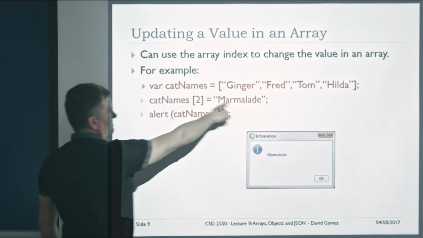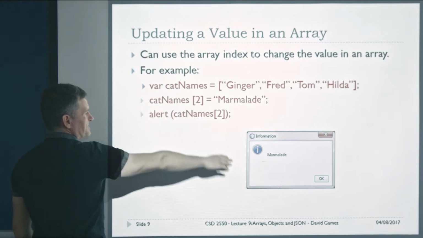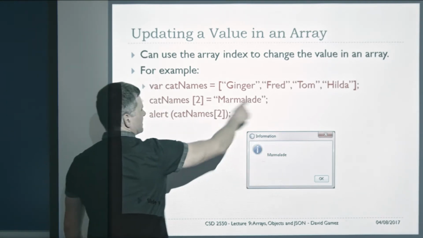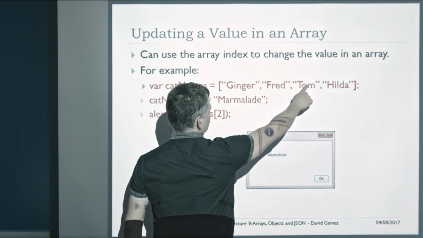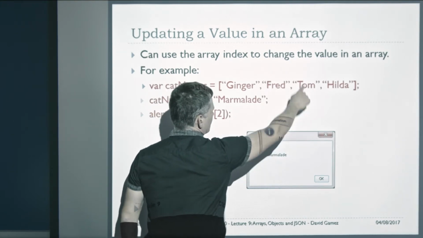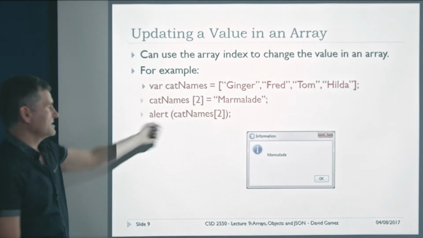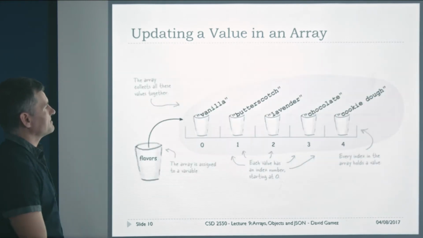So if we say catNames[2] equals marmalade, and we alert catNames[2], we're going to see marmalade, because this is at position 2, index 2, and now we've replaced Tom with marmalade in the array. And so when we alert, we're seeing marmalade instead of Tom.